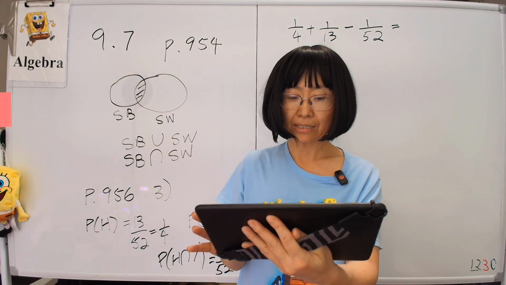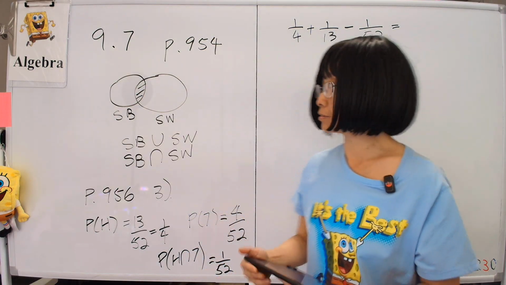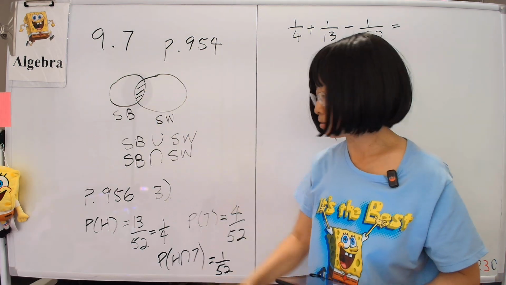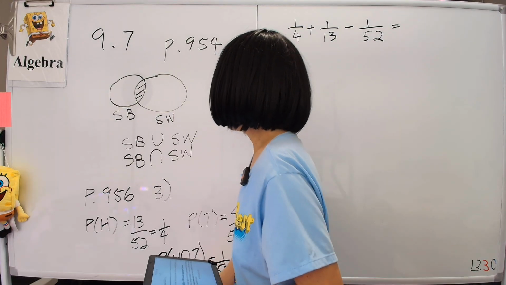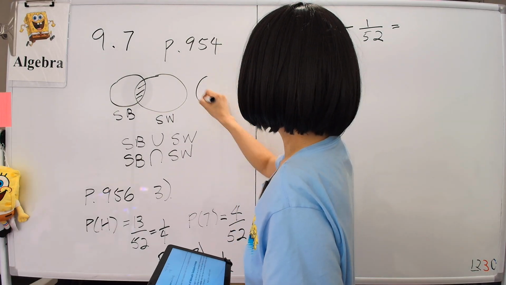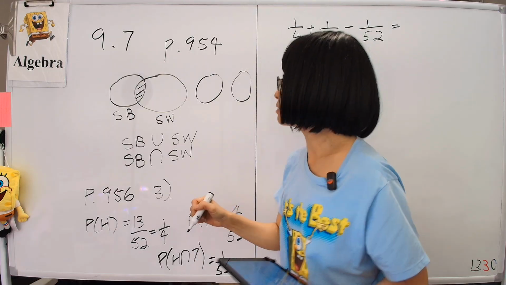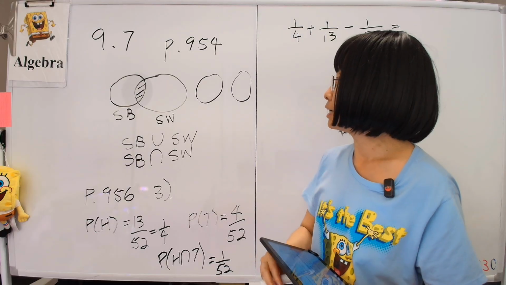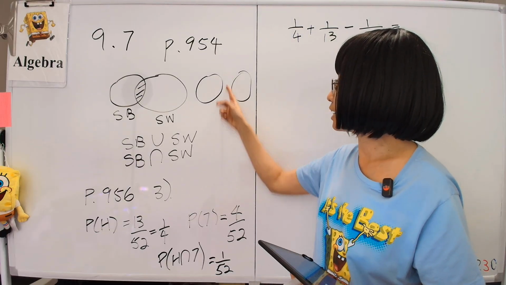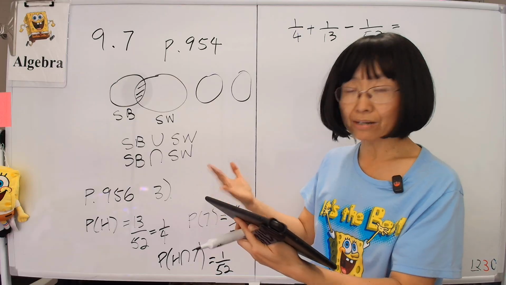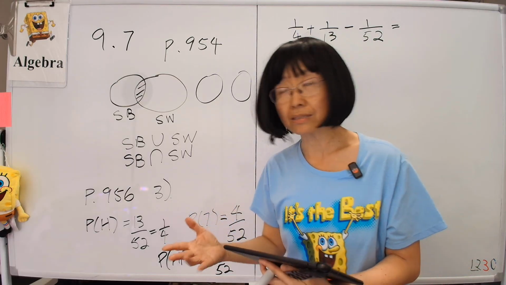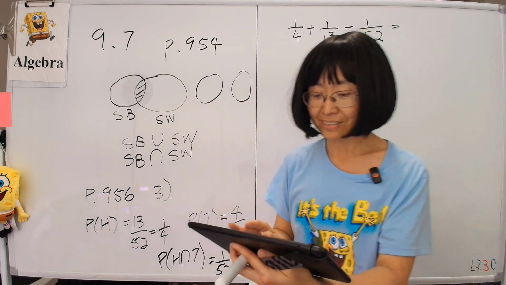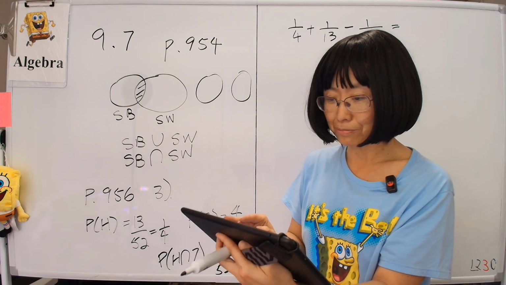Now, the next thing is, if we have events that are mutually exclusive, that means they have nothing in common. The two sets have nobody in common with each other. For example, any two groups that have absolutely nothing in common are called mutually exclusive events. In those cases, you don't have to subtract anything, because what's in common is 0. There's nothing to subtract.